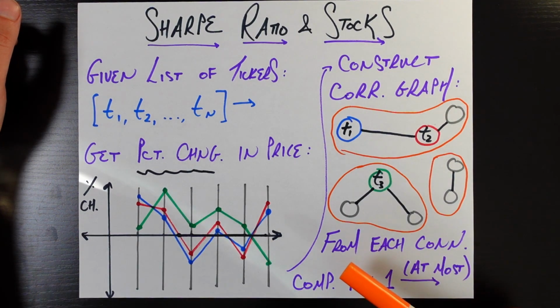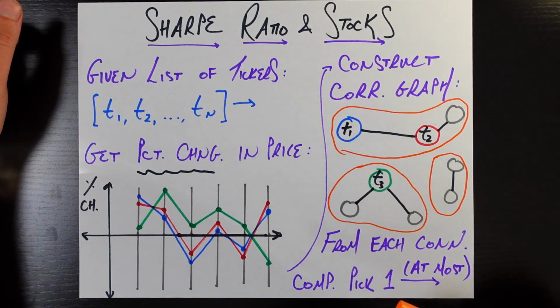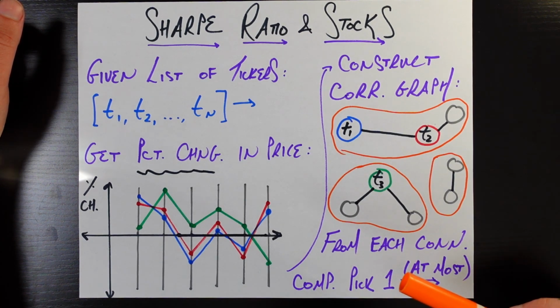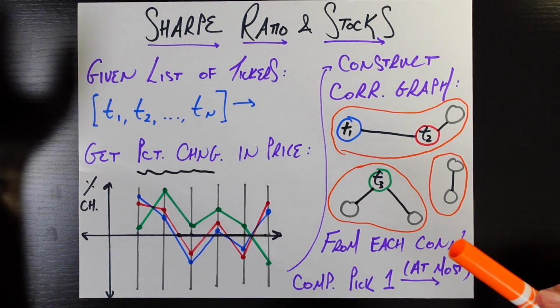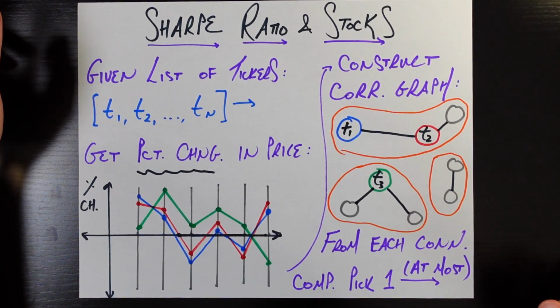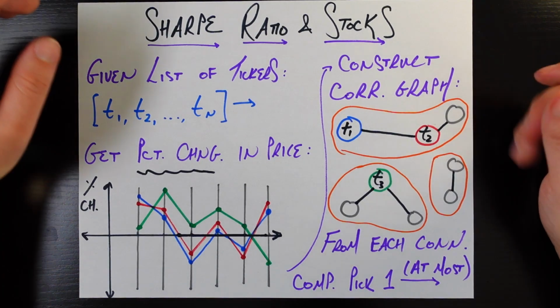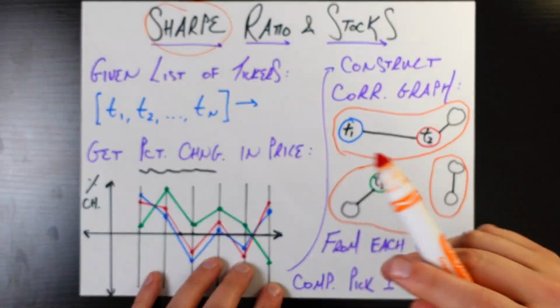And so that's why we say down here, the next step is from each connected component we identify, we are going to pick at most one stock to invest in. So unpacking that a little bit, we're either going to pick 0 or 1. That's what at most 1 means. And so both of those choices, whether we pick one at all, and if we are going to pick one, which one do we pick, is where the Sharpe ratio comes in.